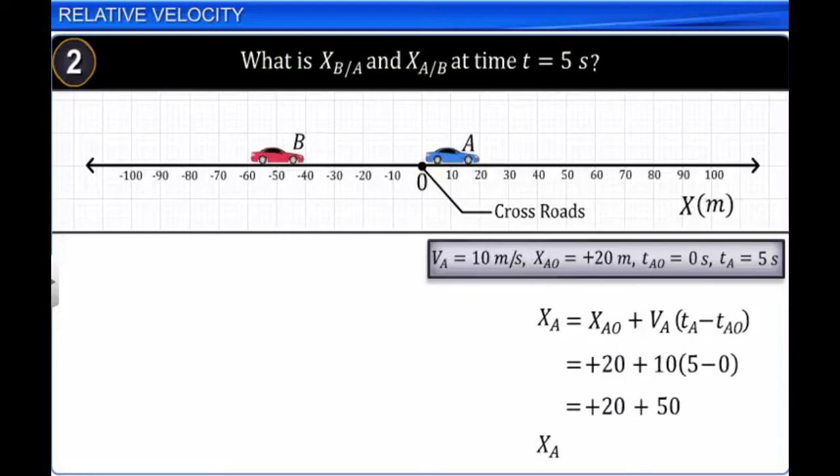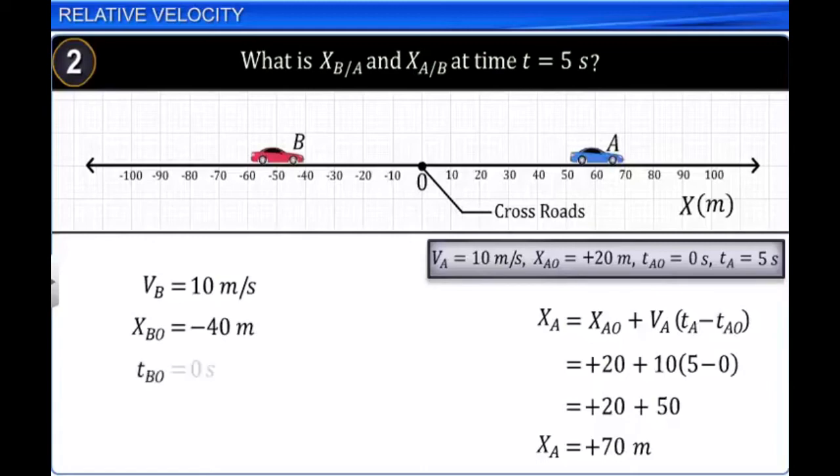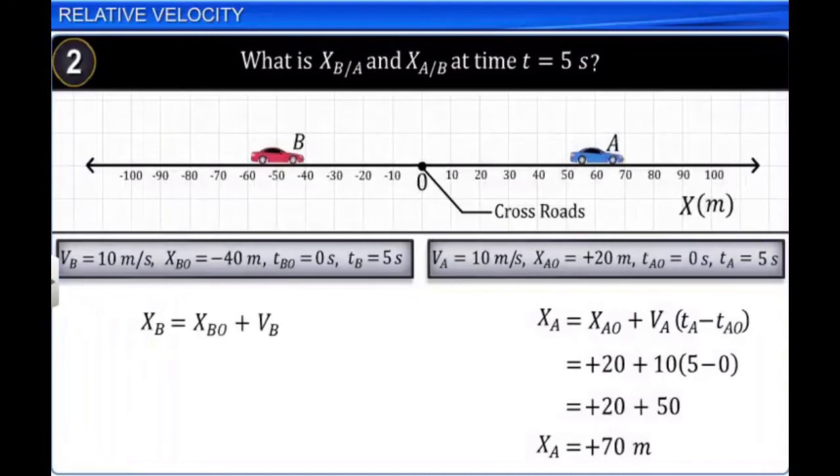Calculating for XB, here VB is equal to 10 meters per second. XBO is equal to minus 40 meters. TBO is 0 second and TB is equal to 5 seconds. XB is equal to XBO plus VB into TB minus TBO. On substituting and simplifying, we get XB equal to plus 10 meters.